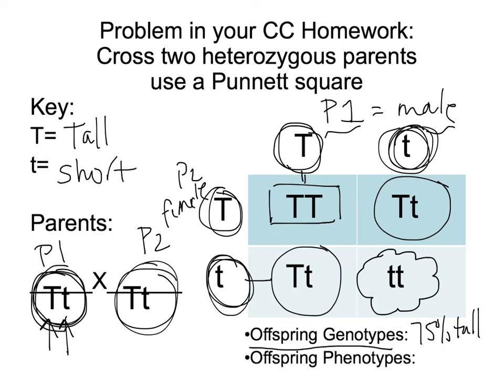So our offspring, we could say 75% tall, all right? Or if we gave a genotype ratio, one of the homozygous dominant. Oops, I made a mistake there. We want to equal a total of 4, so a 1 to 2 to 1 ratio. Our phenotype, we have 25% short, and that would be a 3-to-1 ratio.